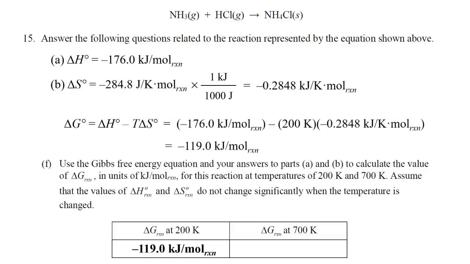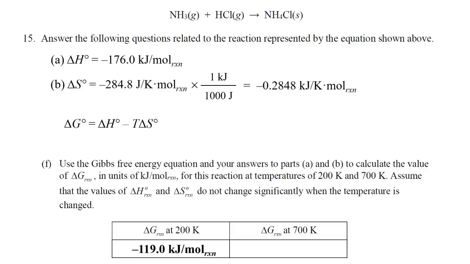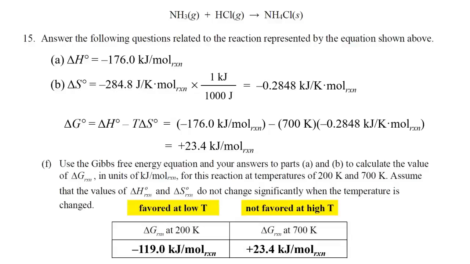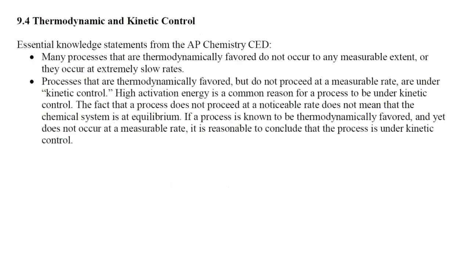But that was at 200 Kelvin. Watch what happens at 700 kelvins. I do the math. I'm not changing anything except the temperature. And now I get a value of delta G that is positive 23.4 kilojoules per mole of reaction. So yes, our prediction came true in that it is favored at low temperatures, but it is not favored at high temperatures. All right, that's the end of question 15, and now it is time to move on to the next topic in the packet.